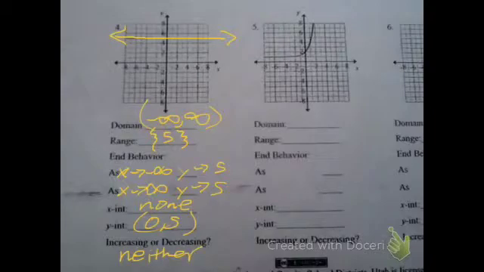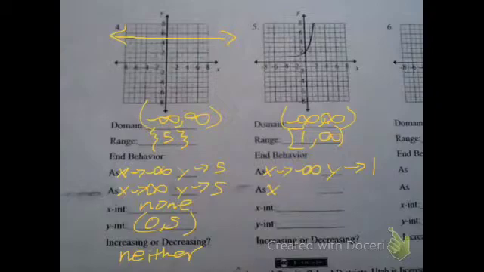On 5, again, the domain from negative infinity to positive infinity. The range isn't from negative infinity to positive infinity this time because it does not go below this line here, the line y equals 1. And so the range is going to go from 1 to positive infinity. And for end behavior, we're going to have to look at this a little bit closely. As x goes to negative infinity, so as I go left along my curve, the y value is going to go to that 1.